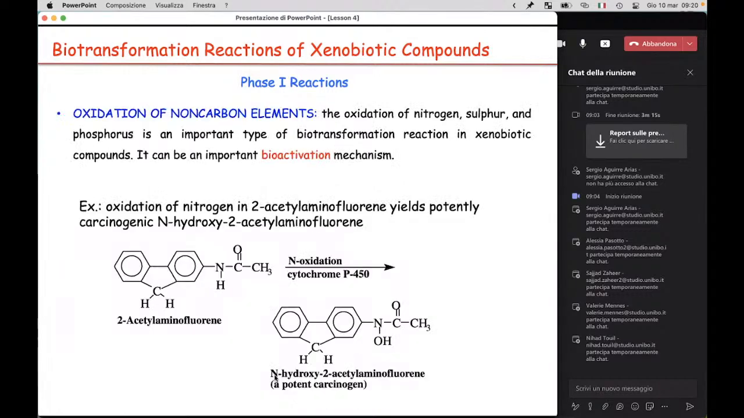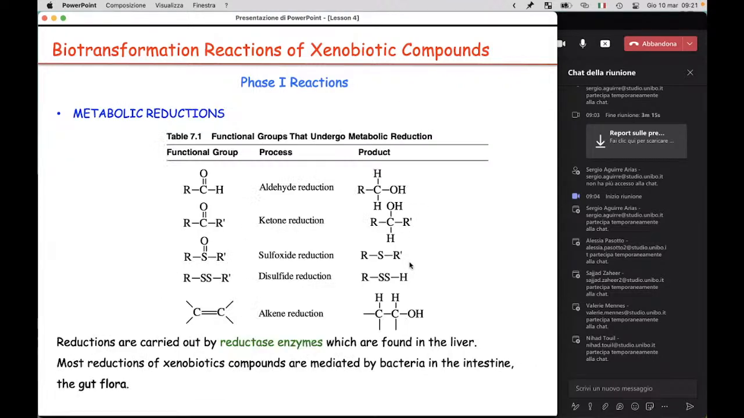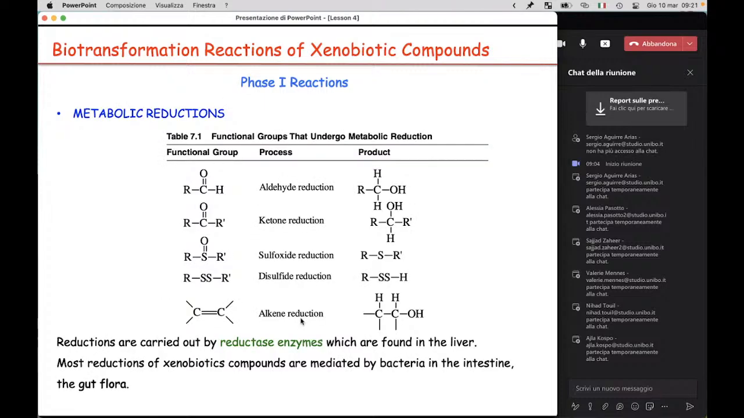Of course, oxidation reactions can also happen not only on carbons, but also on other elements. Dehydrogenation is a synonym of oxidation. So alcohols can be oxidized to aldehydes, and aldehydes can be oxidized to acids, carboxylic acids. Also, reduction is the opposite mechanism of dehydrogenation or oxidation.